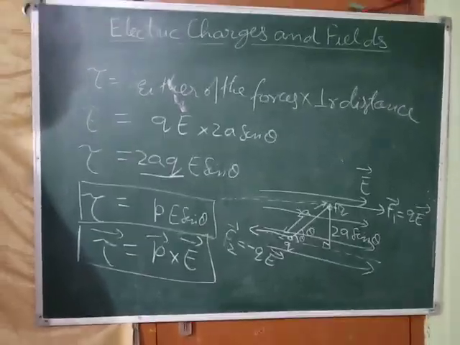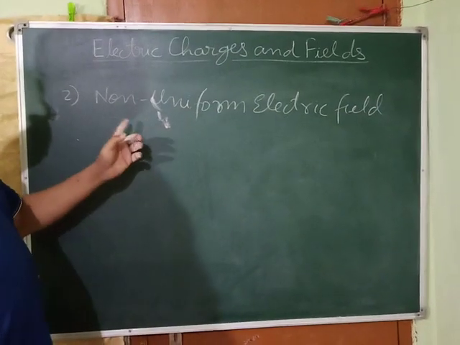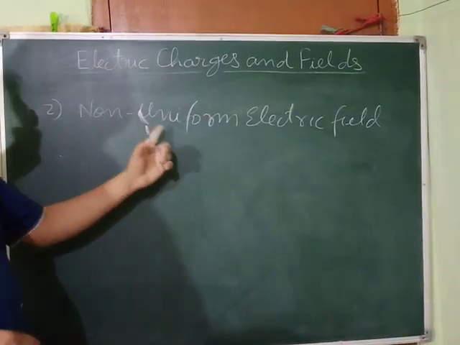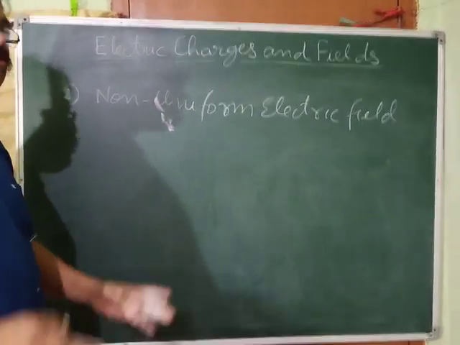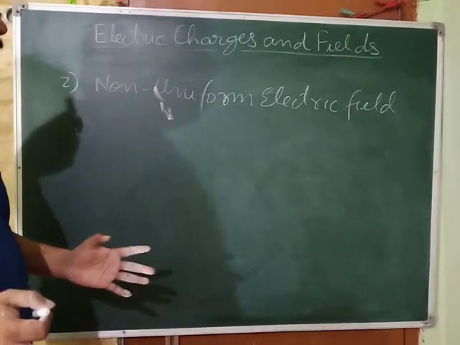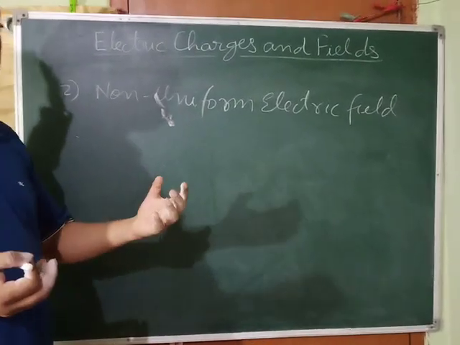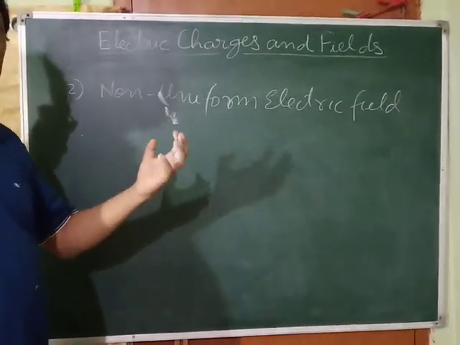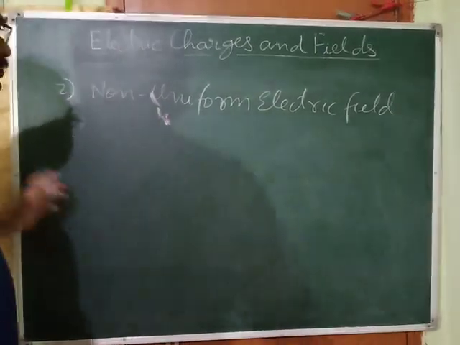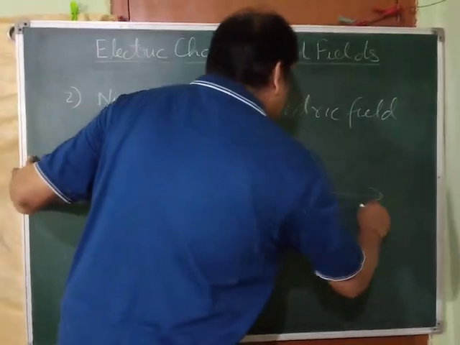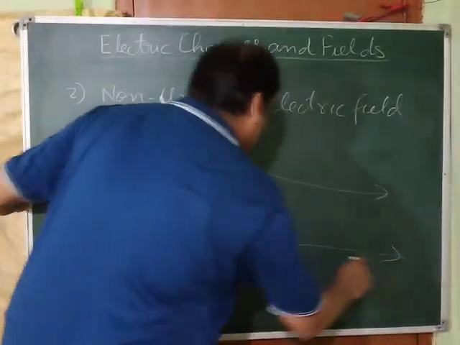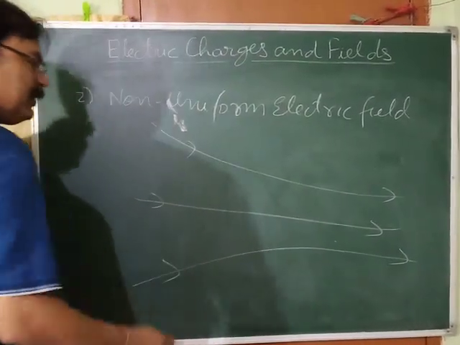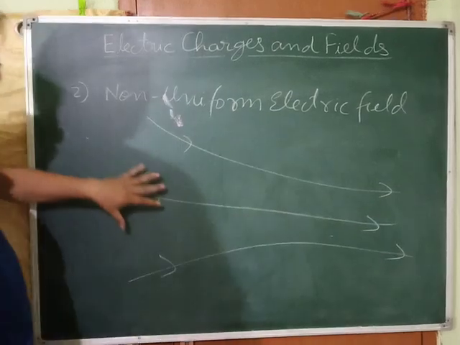Clear? Okay. Now the second one, when that electric dipole is placed in a non-uniform electric field. Now how to draw a non-uniform electric field? See, wherever the density of field lines is more, the electric field is strong, and wherever the density of field lines is less, the electric field is weak. So what can we draw? Can we draw it like this? See, here the electric field is strong, here the electric field is weak.